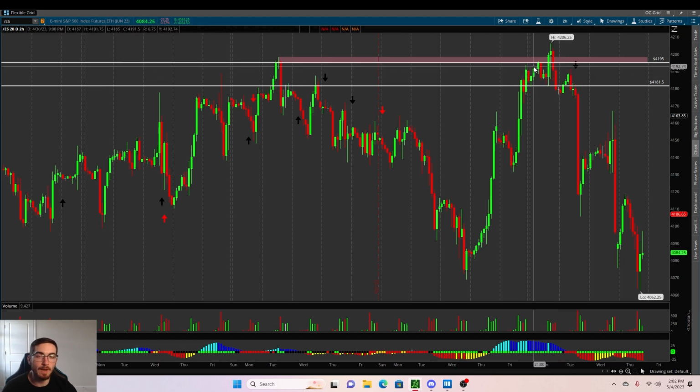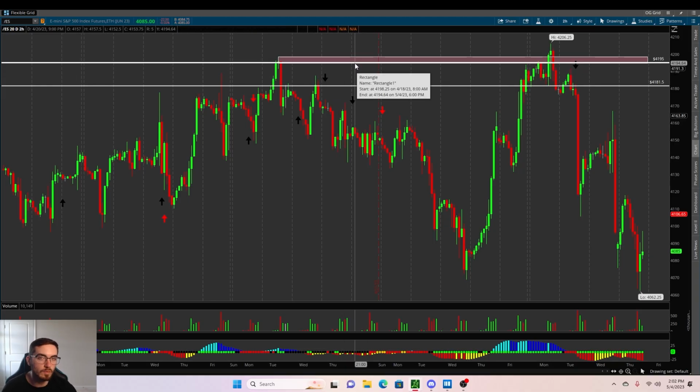Use smaller time frames, 5 minute, 10 minute, 1 minute to confirm your entries. Look for volume, look for aggressive orders coming through on the market. If you like to use Bookmap, Bookmap is fantastic when identifying your supply and demand levels to see if there's truly orders sitting in that area.